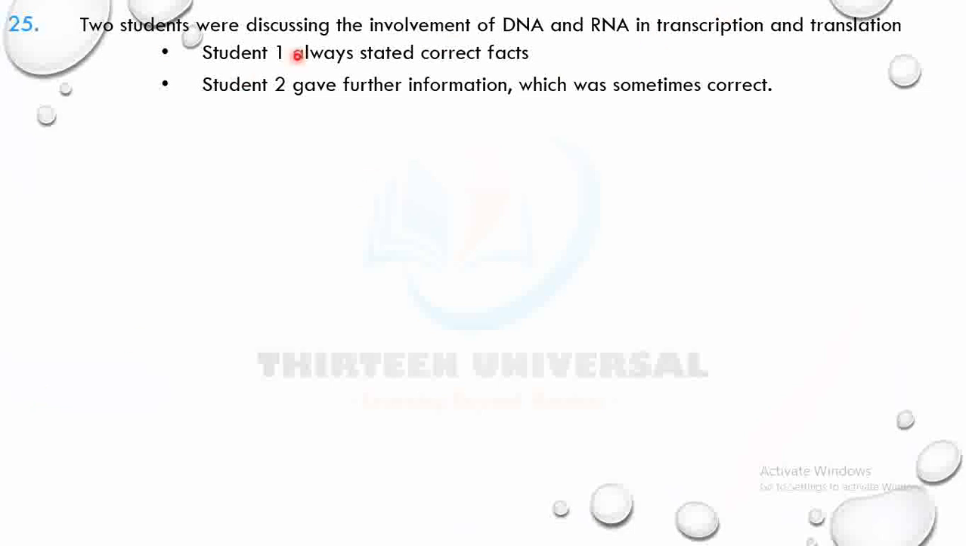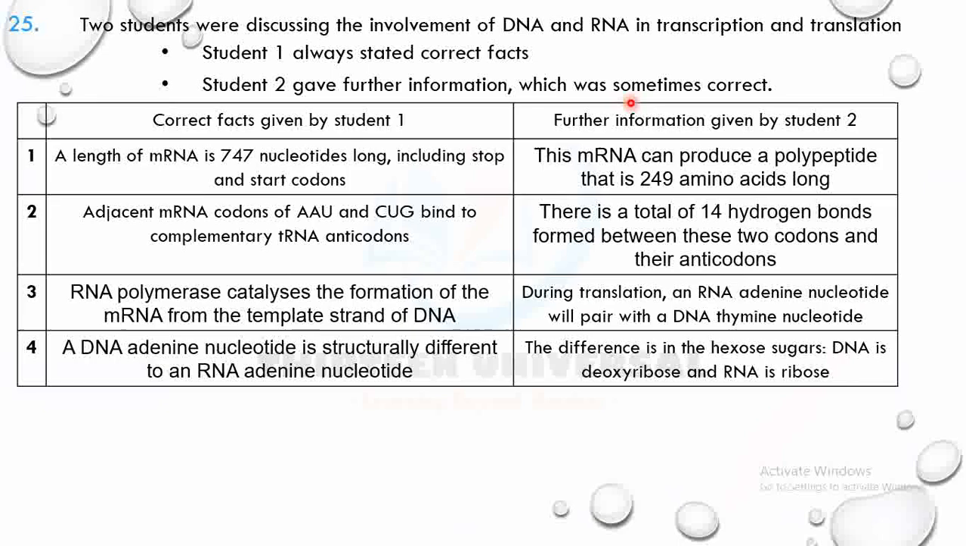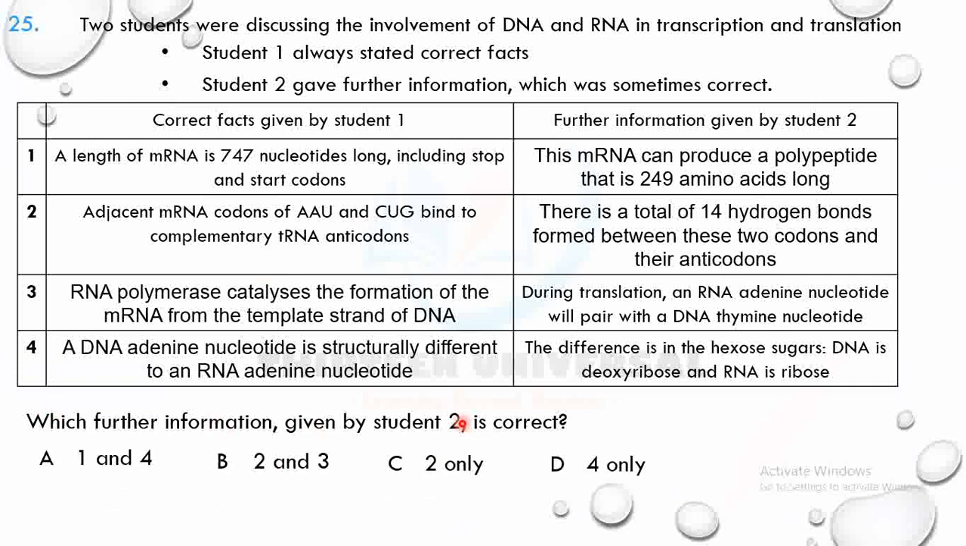Translation. Student 1 always stated correct facts, so 1 is always correct. Student 2 gave further information which was sometimes correct, meaning sometimes it wasn't correct. All right, see that these are the facts. So the question says which further information given by student 2 is correct. Which one is correct, guys?